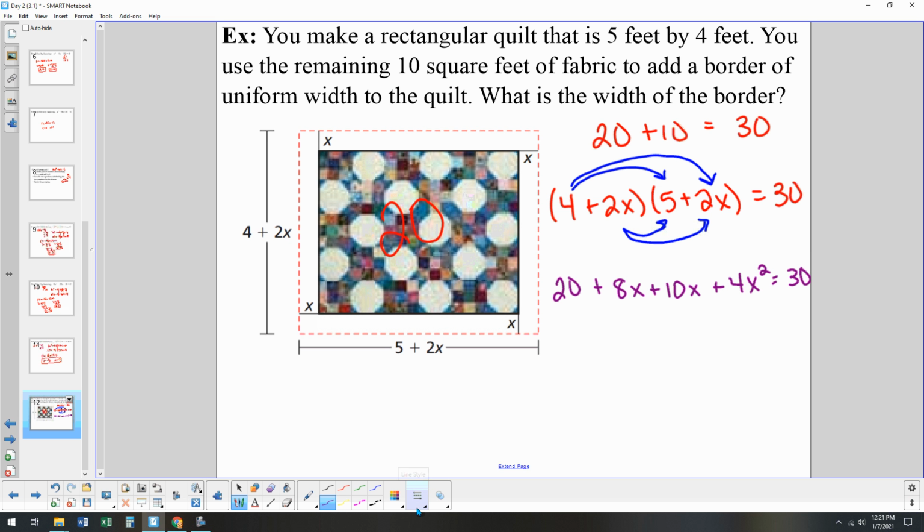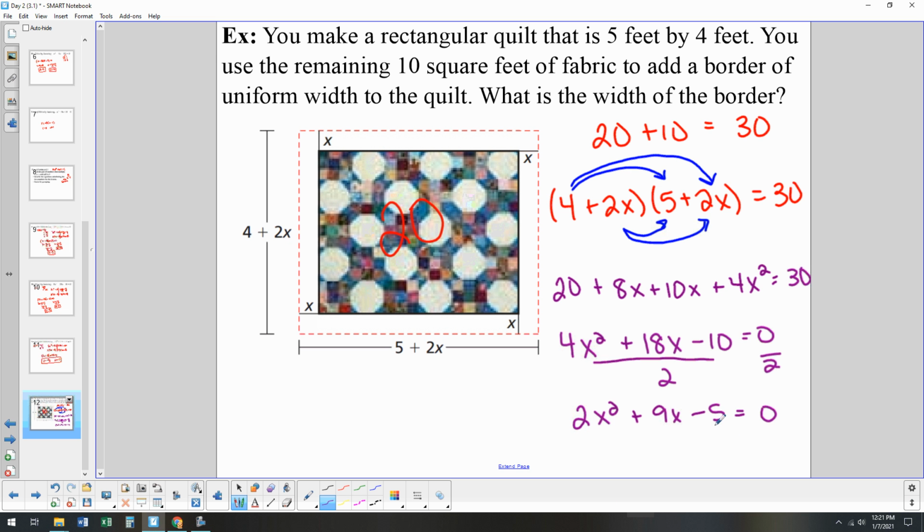And I know anytime I'm going to be solving, I want it equal to 0. So I'm going to combine some like terms, subtract the 30, and rewrite it in standard form, all kind of in one step. So we had the 4x squared, 8x plus 10x is 18x, and then 20, and then minus the 30 is negative 10. So this is what we have to solve. I know that I have a GCF in here because all my numbers are even. So if I divide both sides by 2, I get 2x squared plus 9x minus 5 equals 0.